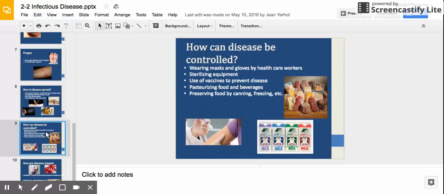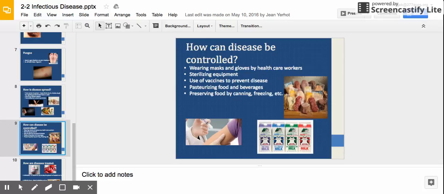Disease can be controlled by taking some pretty simple precautions. Healthcare workers typically wear masks and gloves when dealing with infected patients, and then they change them in between patients so that they don't pass those pathogens between patients. Sterilizing medical equipment is helpful. Use of vaccines to prevent disease.